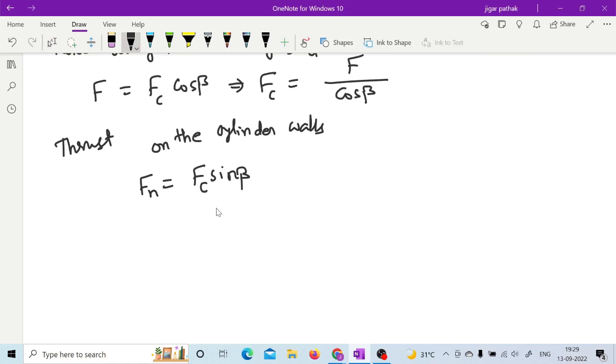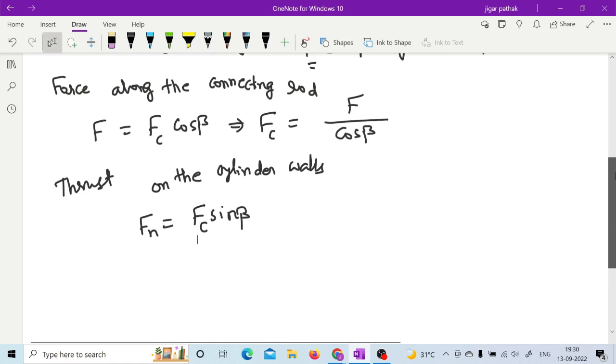So Fn can be represented with, sir, what was written, the force against, what was written above, this is force along the connecting rod. Write force along the connecting rod from here, okay.